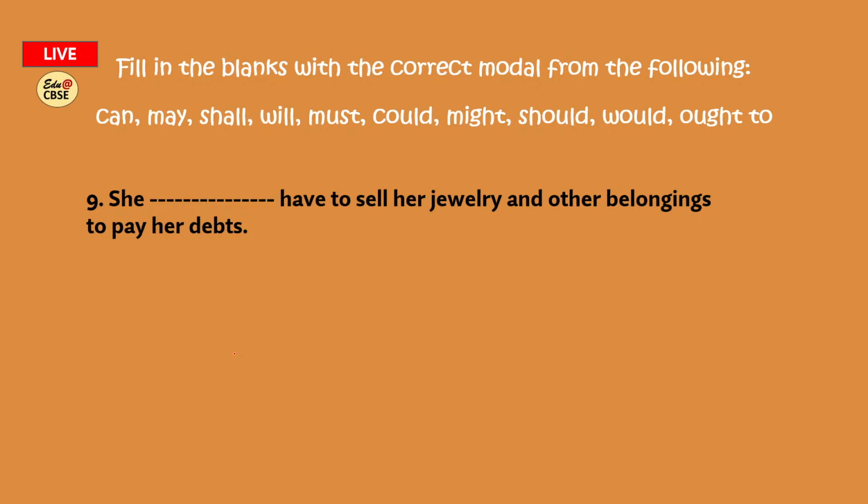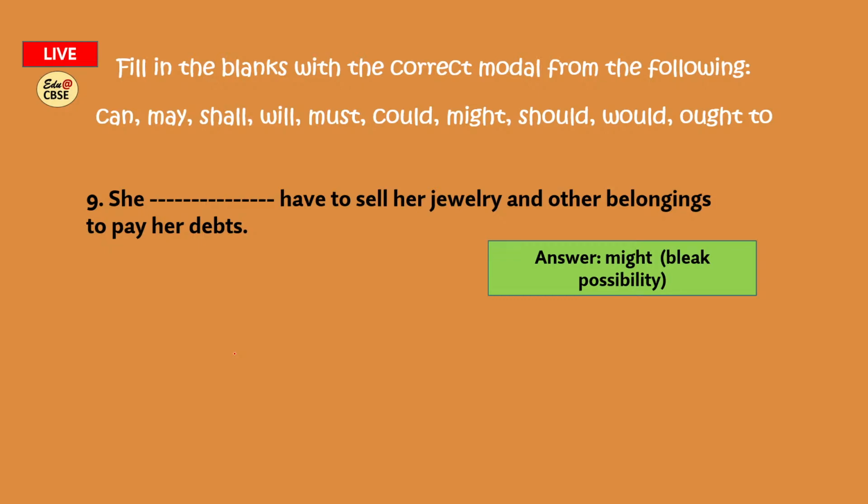Okay, answer for this. Yes. Let's see what is the answer. Yes, I am getting the right answer. Very good. Might is the answer. Bleak possibility. So she might have to sell her jewelry and other belongings to pay her debts. Very good. So now you are following how you have to pick your answers. She might have to sell her jewelry and other belongings to pay her debts.